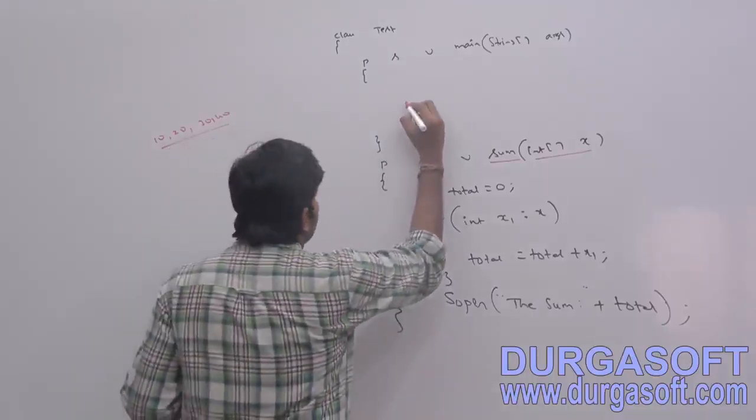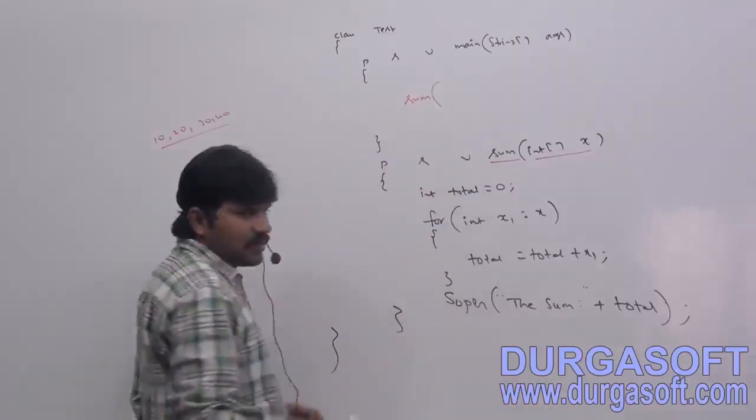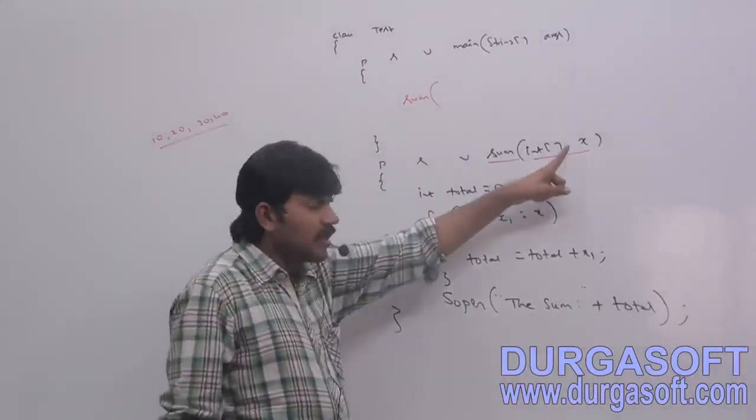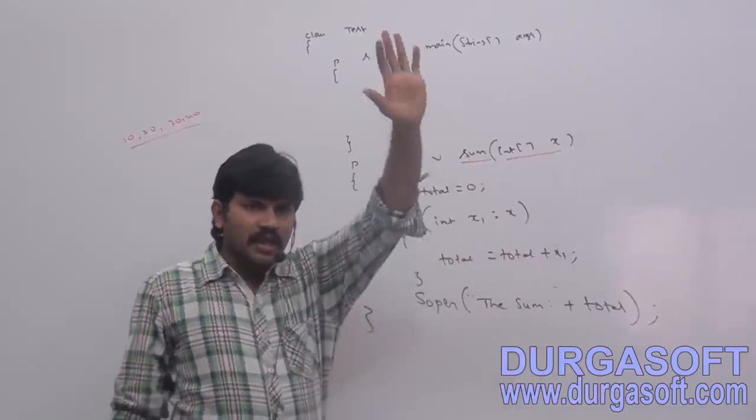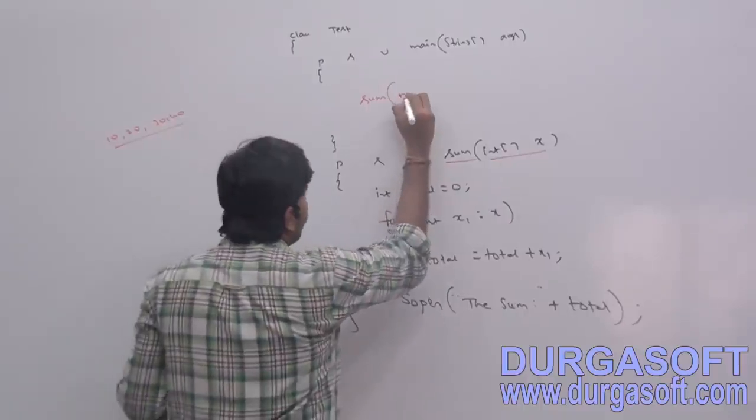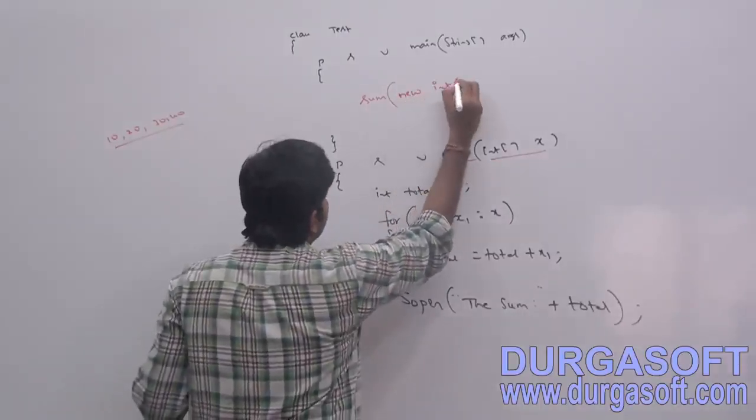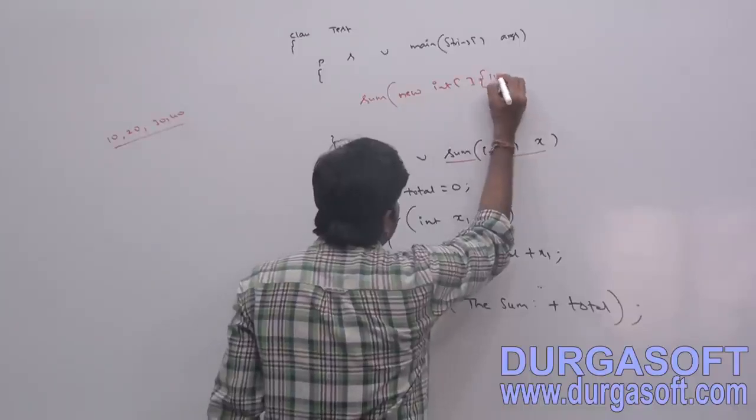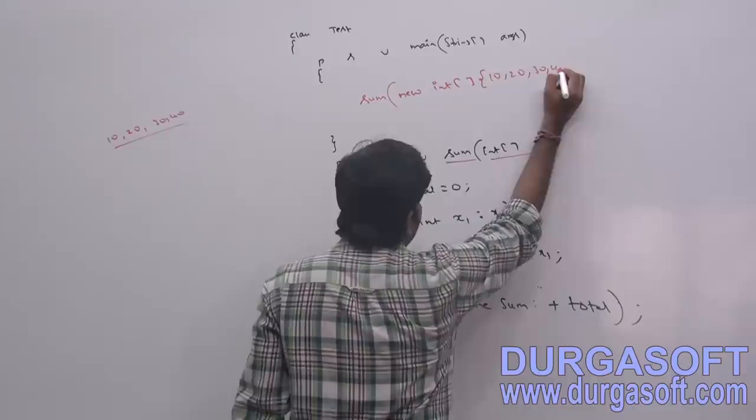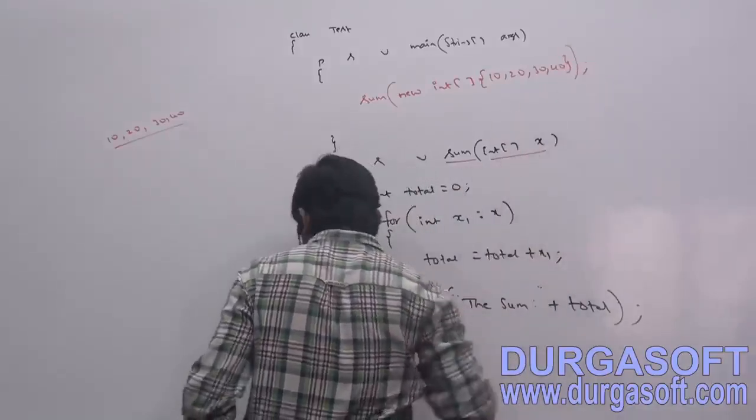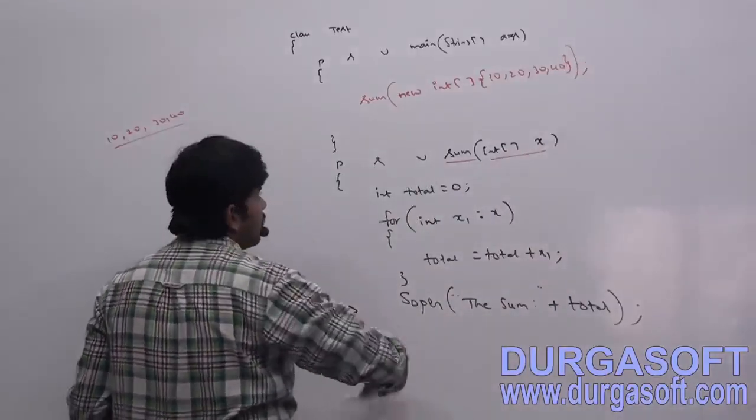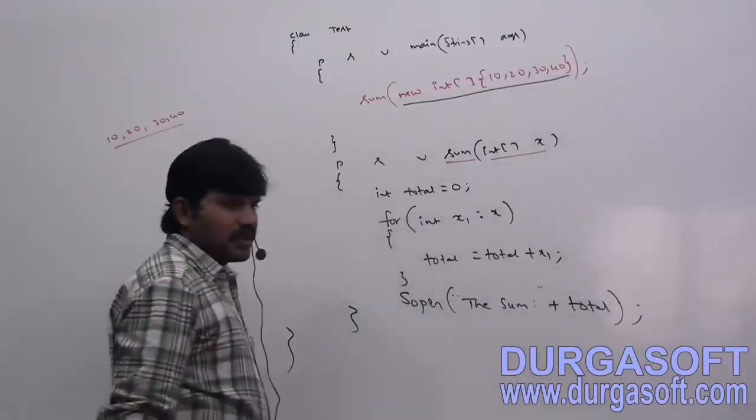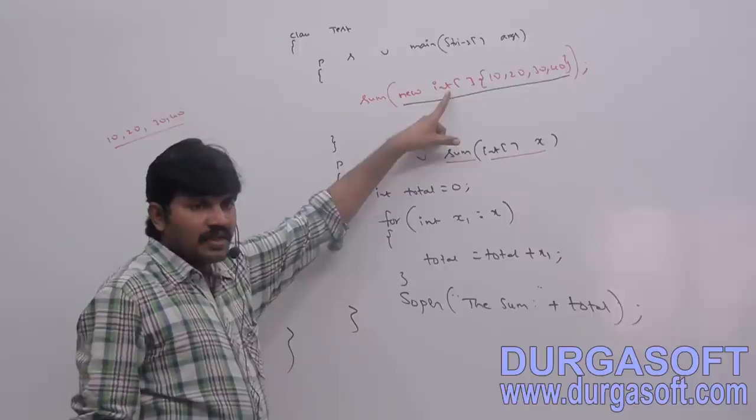Simple. I'm calling the sum method. Which thing do I have to pass as the argument? An int array. Now an array without a name I'm creating: new int array with what values? 10, 20, 30, 40. Like this I'm calling. Do you know this one is nothing but an anonymous array?